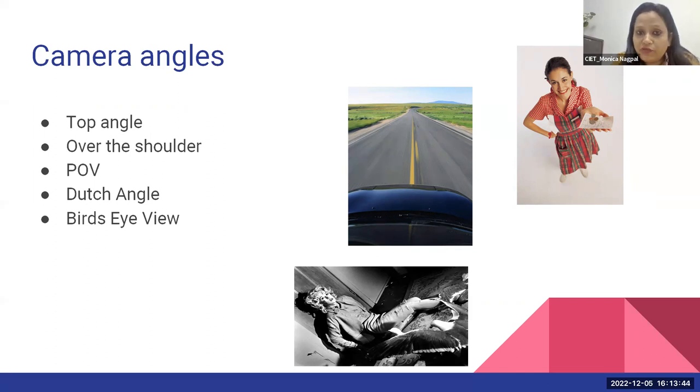Then is the point of view shot. So here you can see a car racing on the road. This is the point of view of the driver, how he is looking at the road.